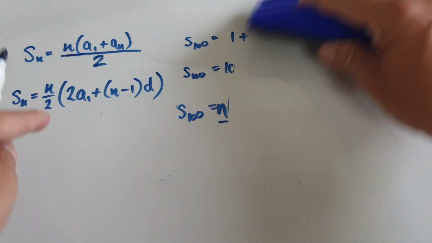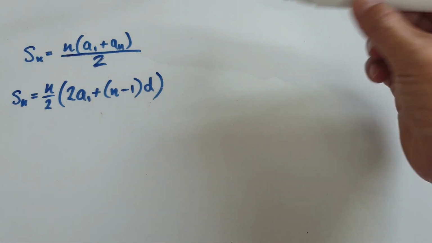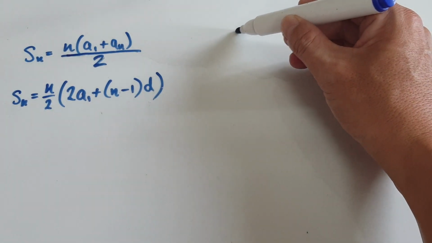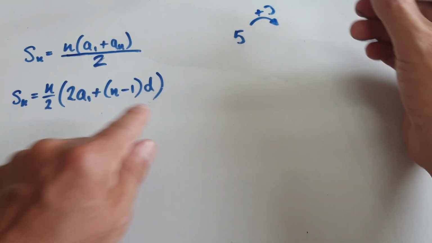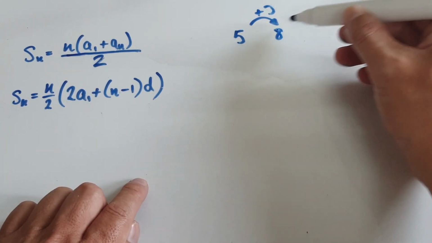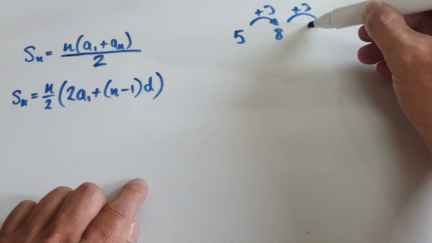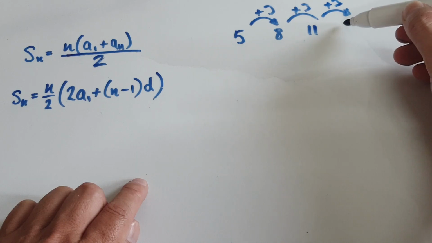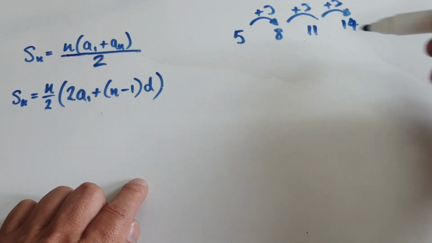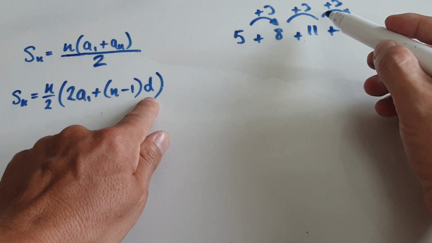So let me give you a different sequence to show you where this formula comes from. So let's just consider this random one. Let's say you start out with 5 and then you add 3 each time, where 3 is your common difference. So 8, and then the next one would be add 3 would be 11, add another 3 would be 14, and so on. So you're trying to sum up everything here, where D is your common difference.